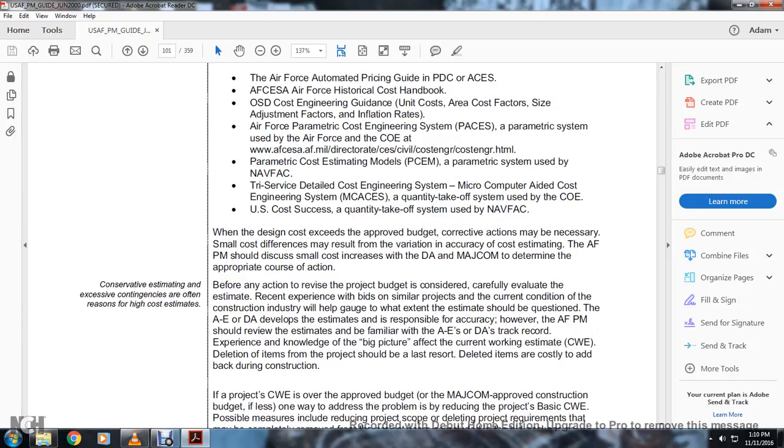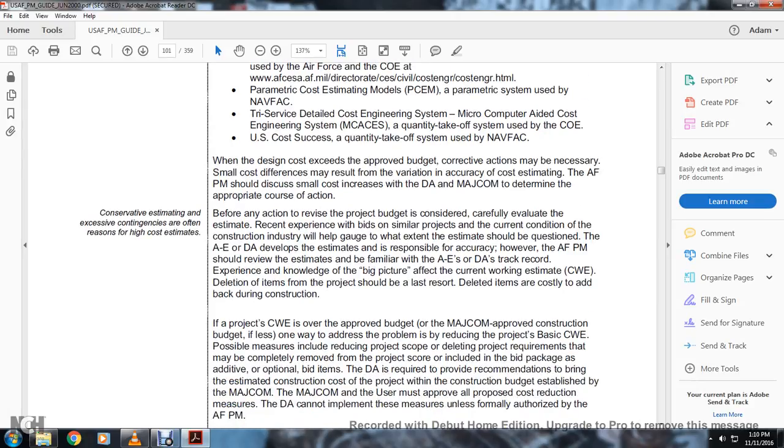When the design cost exceeds the approved budget, corrective action may be necessary. Small cost differences may result from variation in the accuracy of cost estimation. The Air Force should discuss the small cost increase with the Department of the Army major command to determine the appropriate course of action. Conservative estimating and extensive contingencies are often reasons for high cost estimates. Before taking action to revise the budget, carefully evaluate the estimate. Recent experience with bids on similar projects and the current condition of the construction industry will help to gauge the extent to which the estimate should be questioned.